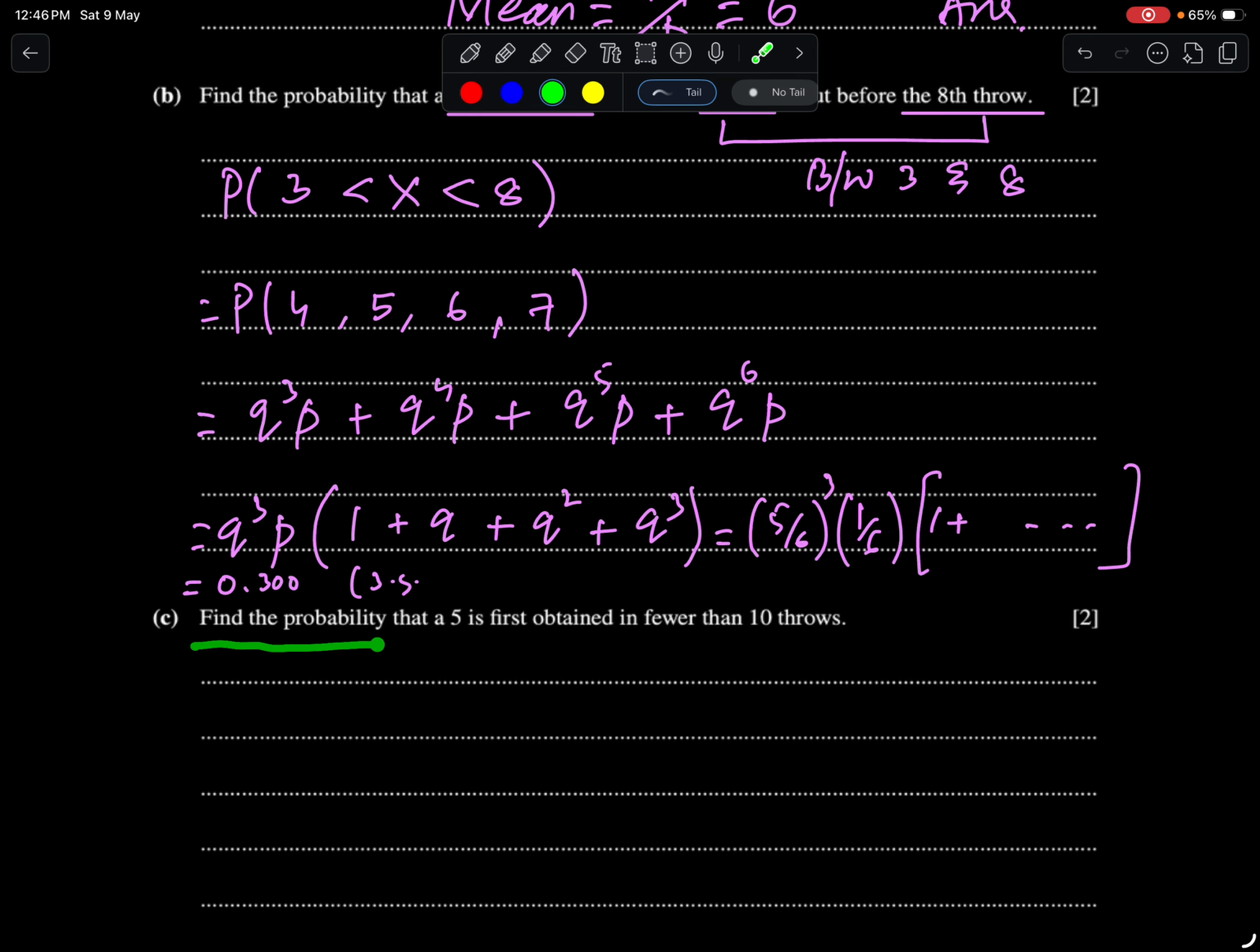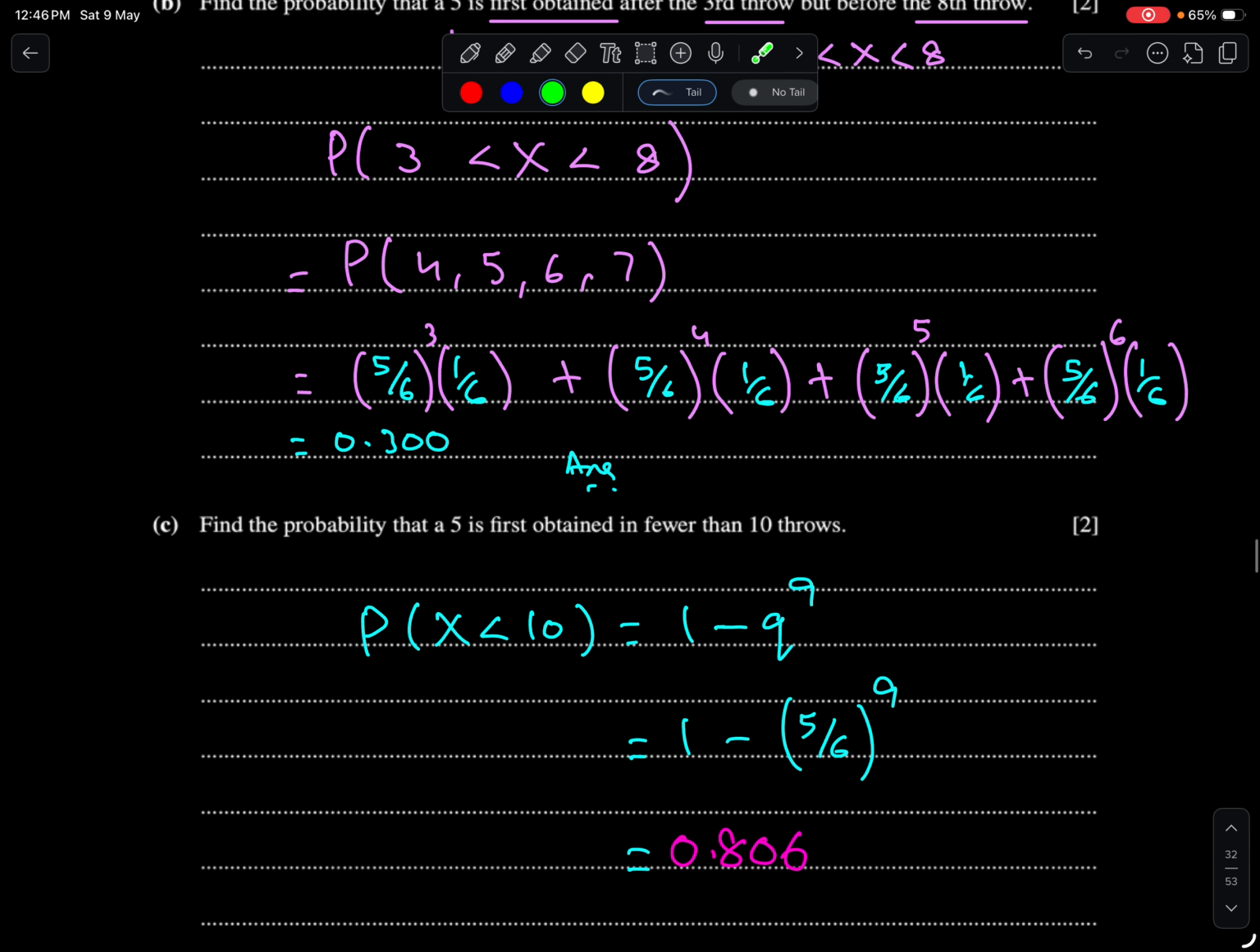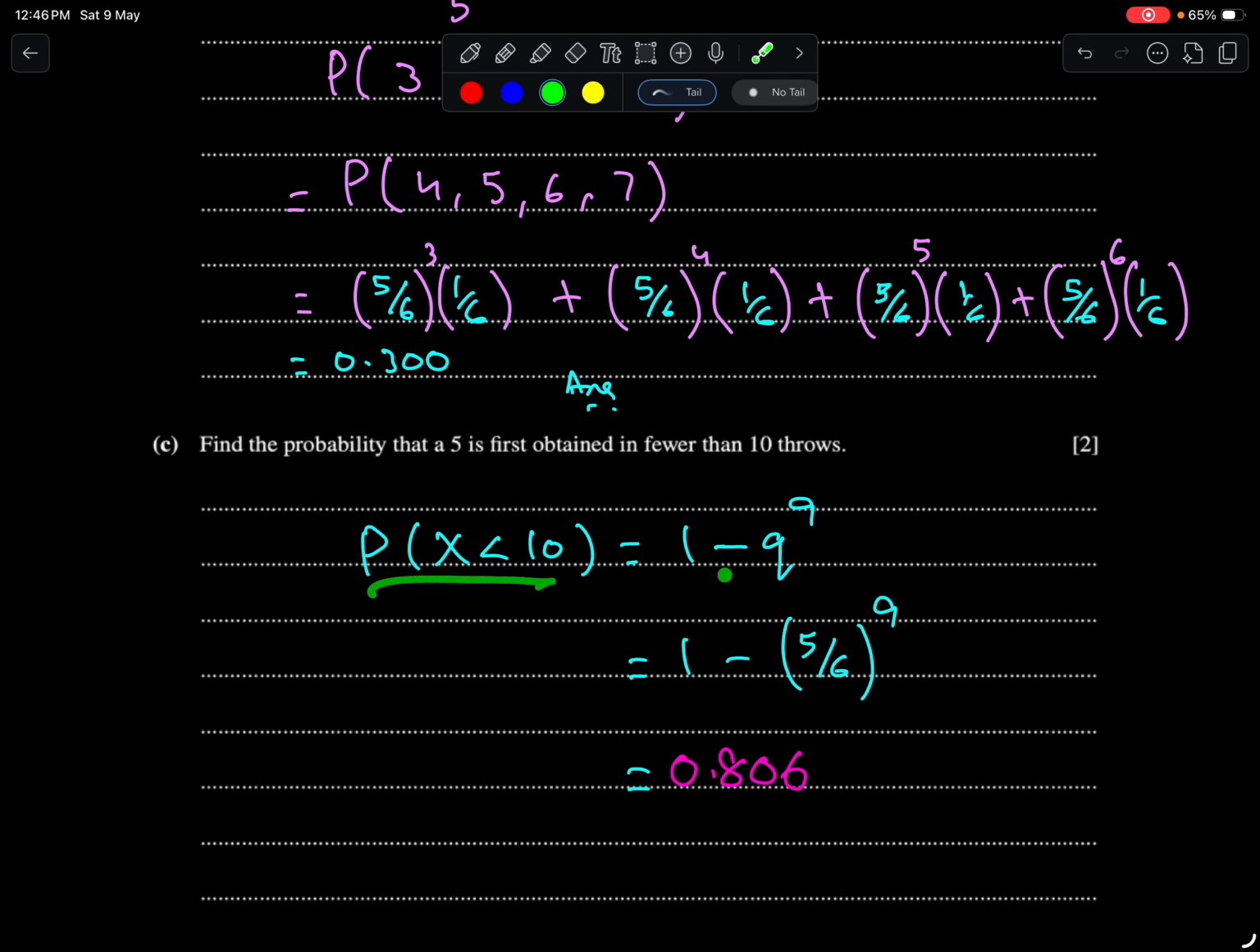Find the probability that a 5 is first obtained in fewer than 10 throws. This is here. Fewer than 10 throws. 1 minus q power 9.